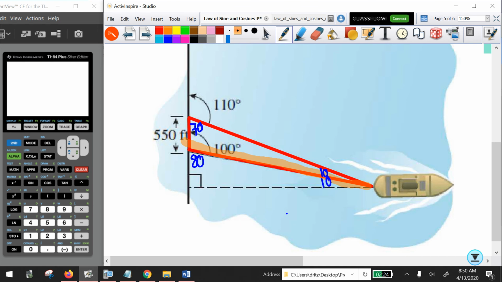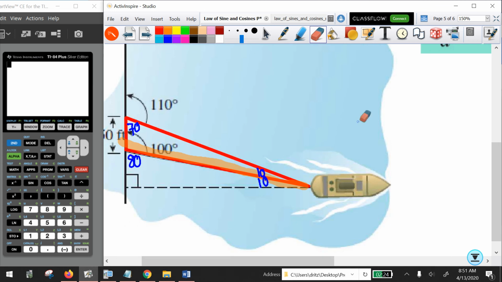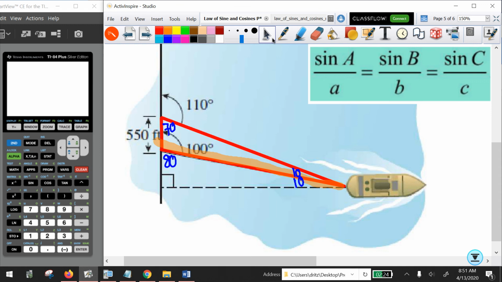All right. There are many ways you can do this problem. I'm going to use the law of sines twice. So let's just focus on this red triangle for a moment. We have a known angle-side pair. We know that this is 550 feet and this angle is 10 degrees. So I'm going to begin by setting up my proportion with that information.